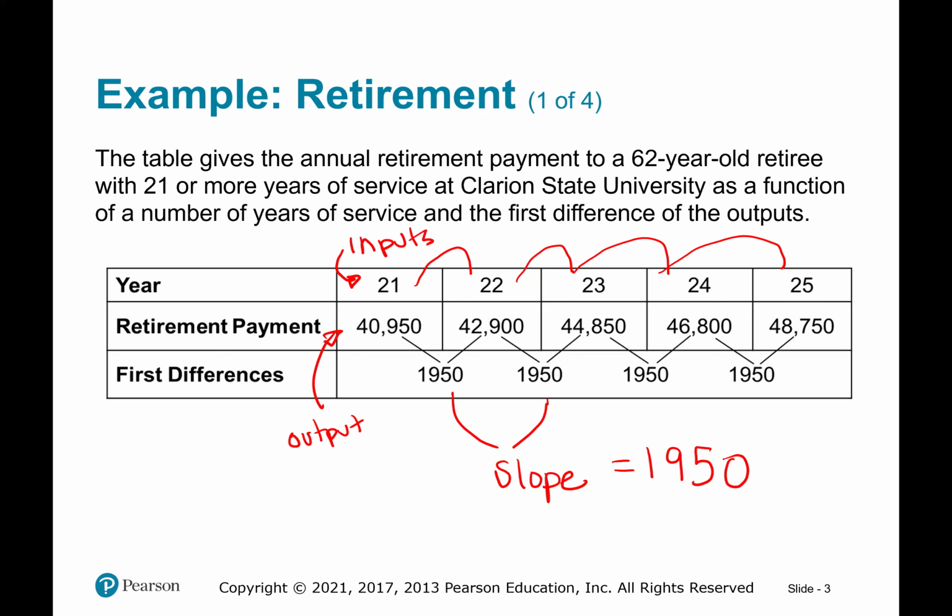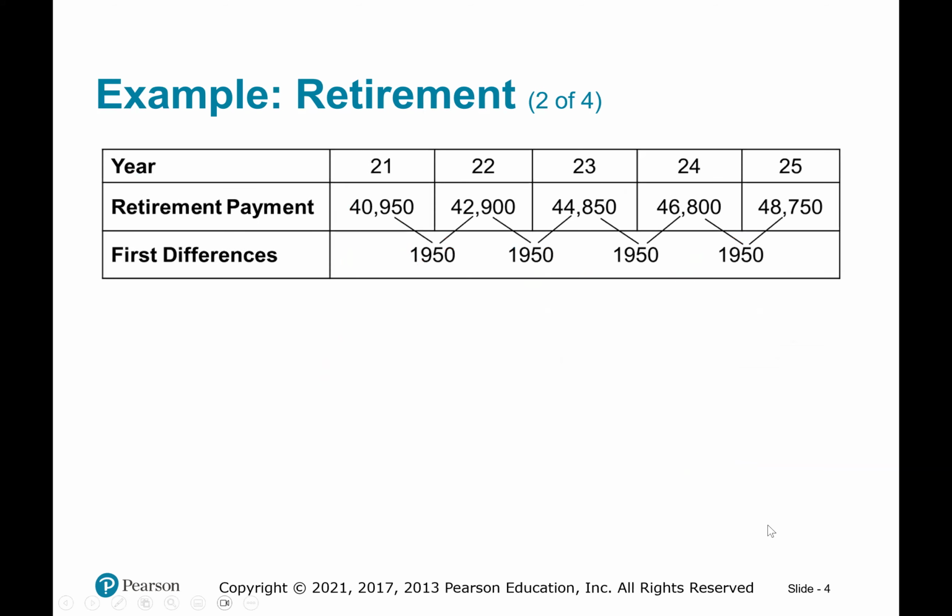Okay, so now that I know the slope and I know a whole bunch of points, I can use the point slope equation to find an equation that fits this data, a linear function that fits this data. So the slope is the first difference, 1950. And we have the point slope equation. y minus y1 is equal to m times x minus x1.